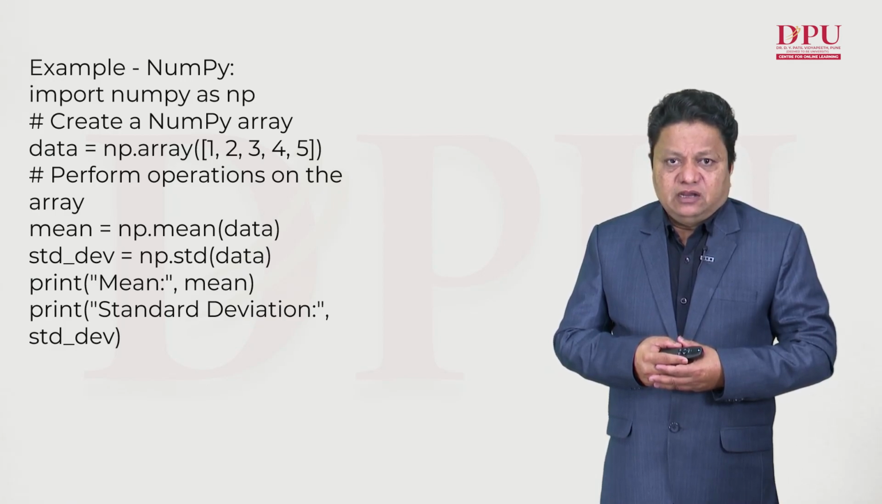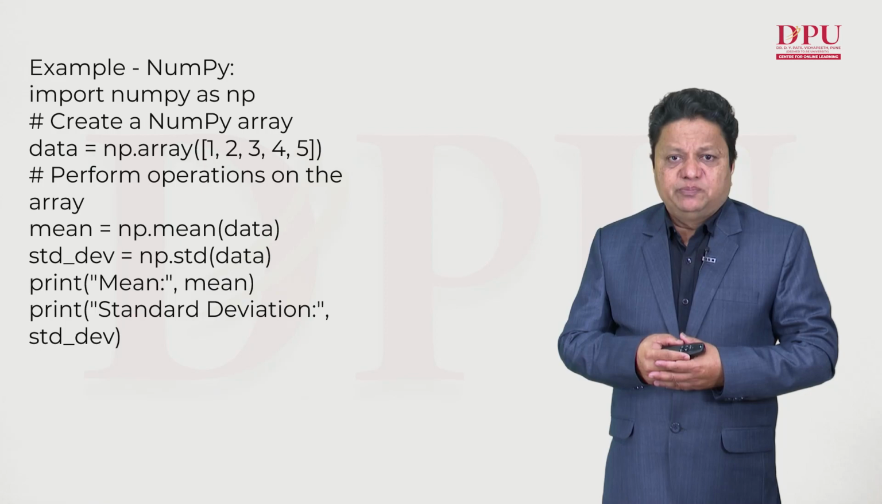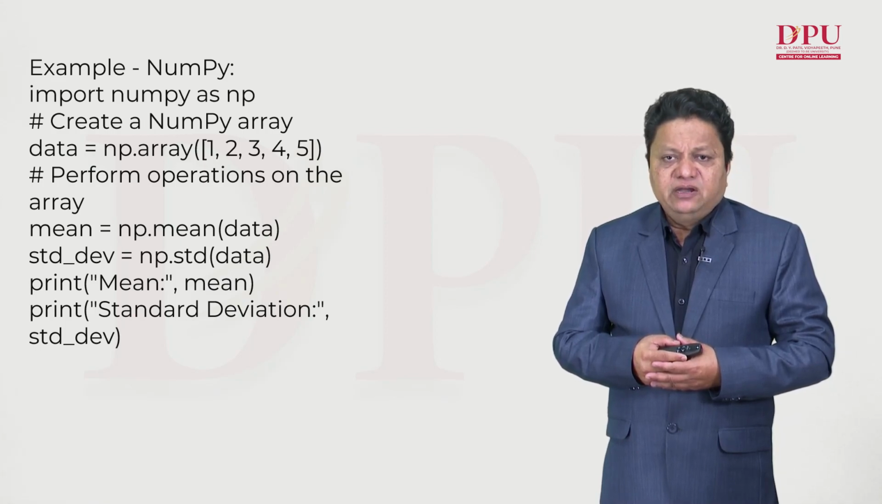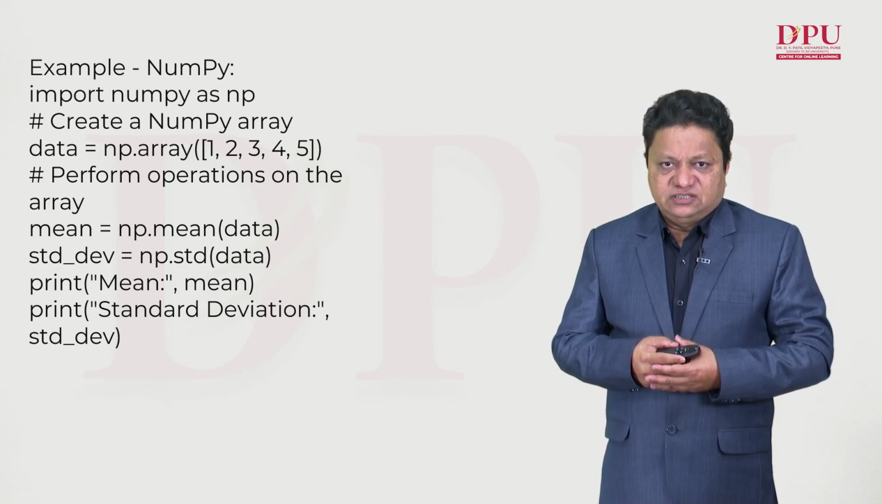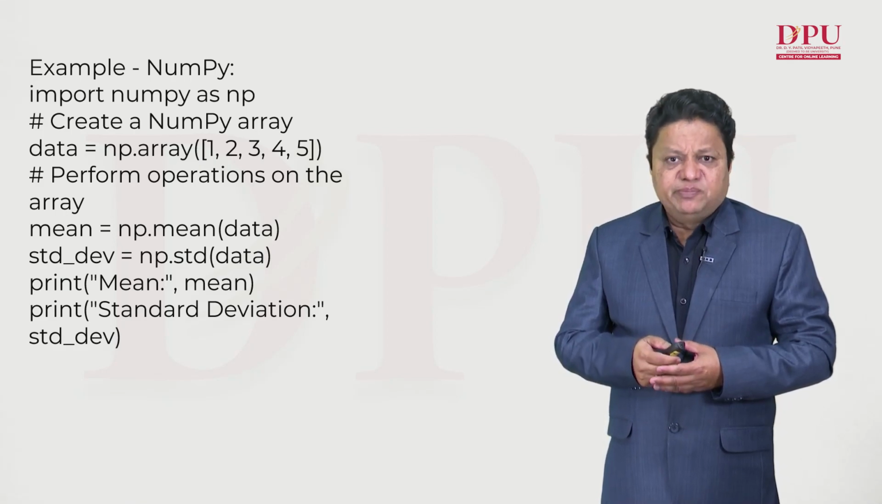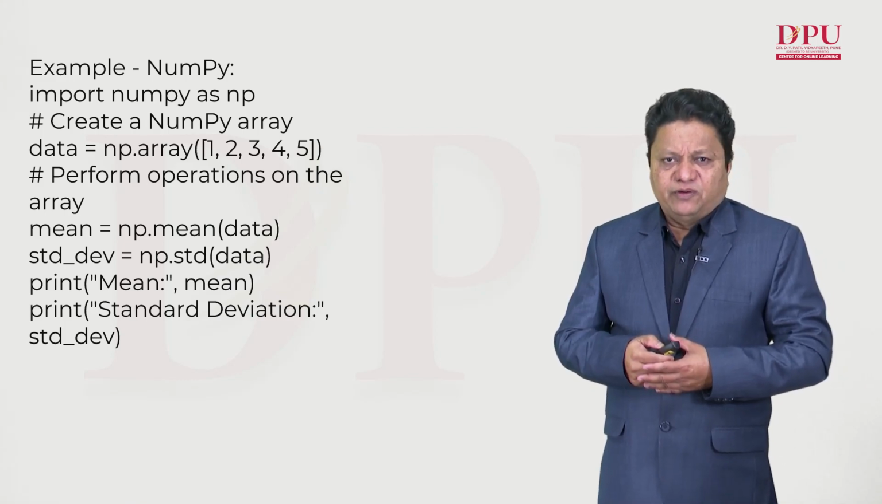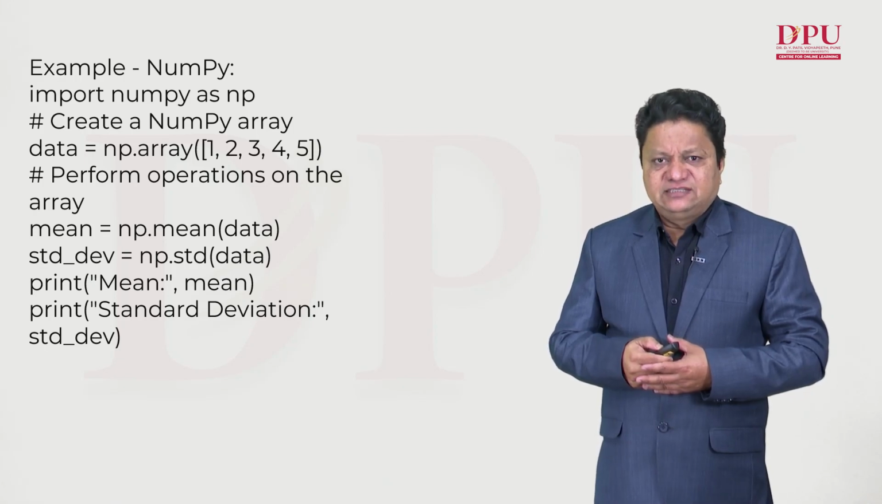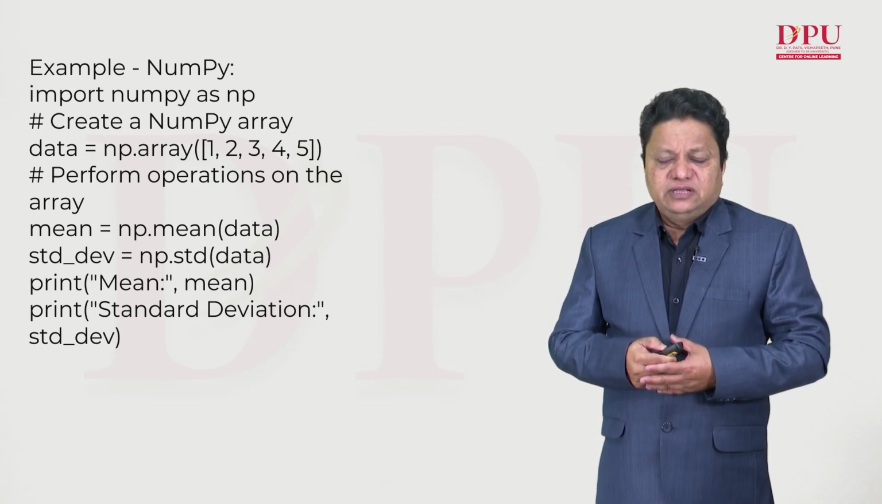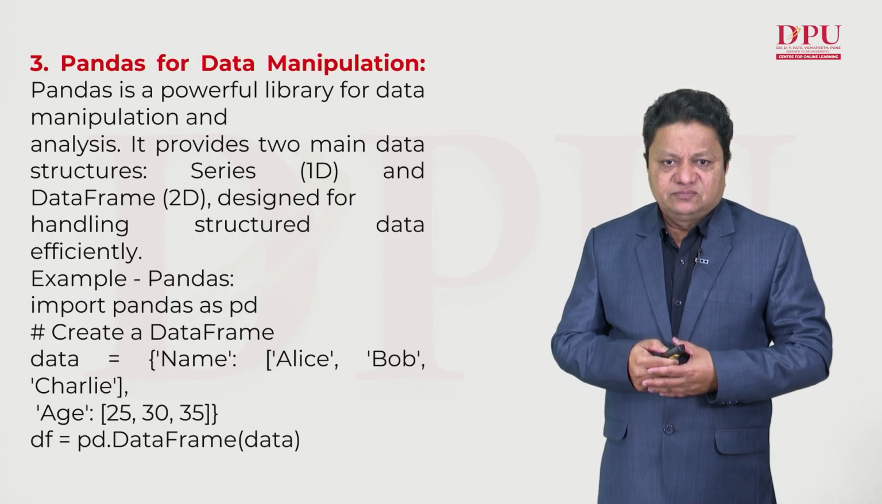After that, if I want to display, I can use the print function, like print mean and print standard deviation. So, this is a simple example of how to create an array and how to perform some simple operations, like finding out the mean and standard deviation on the array which we have created in this example.